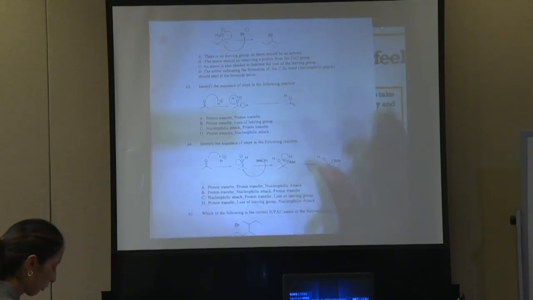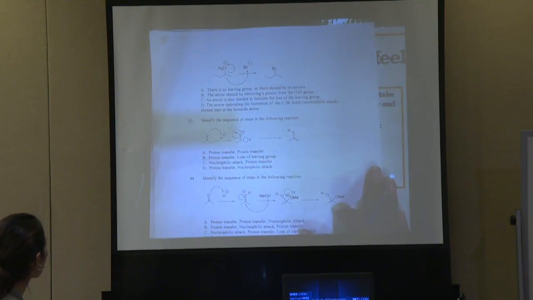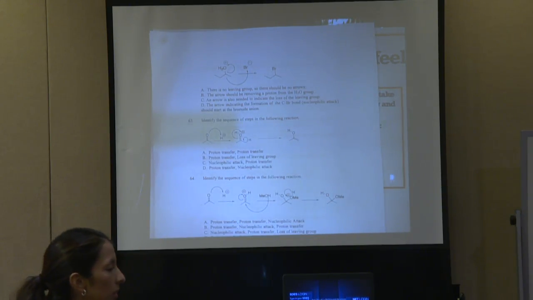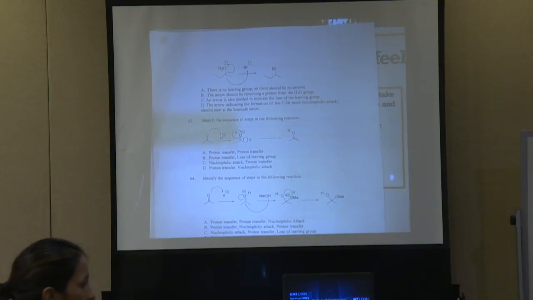So 62. What is wrong with the following mechanism? The arrow leading to the formation of the C-Br bond should start at the bromine atom. Awesome. Why? Because generally with something like a bromine anion, it's a nucleophilic attack. Therefore, the nucleophile is attacking carbon.